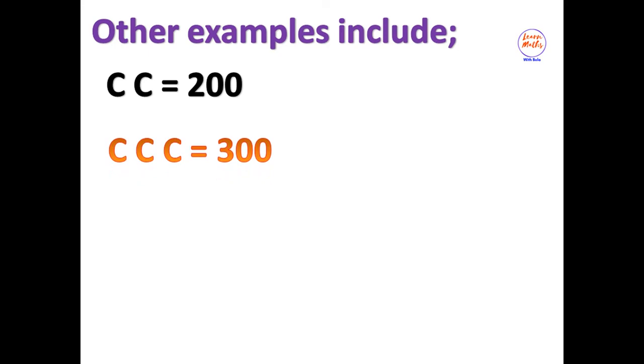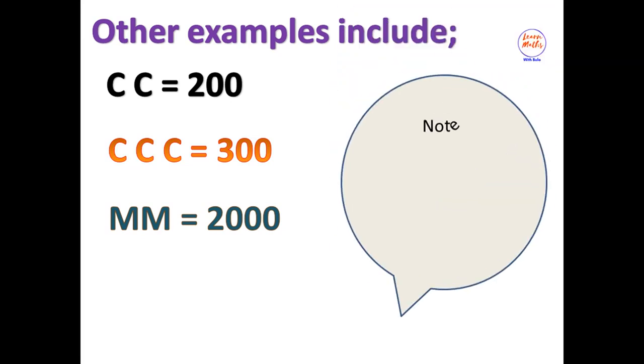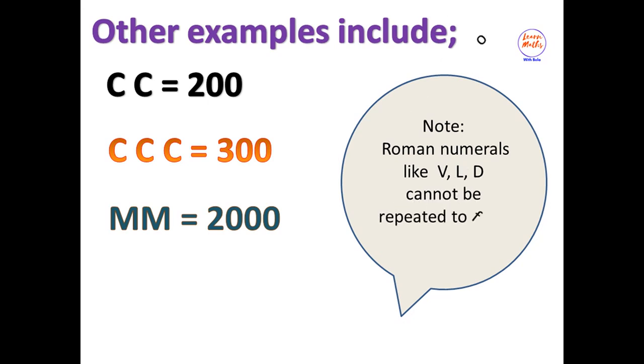So other examples include CC, which is 200, CCC, which is 300. Then let me give us a clause, a point where that repetitive property does not hold.